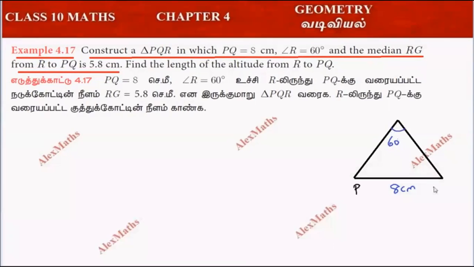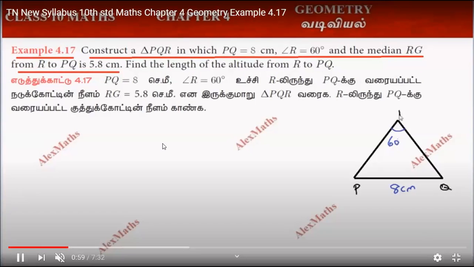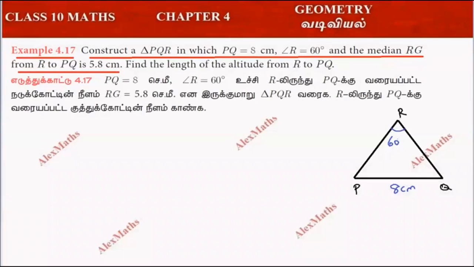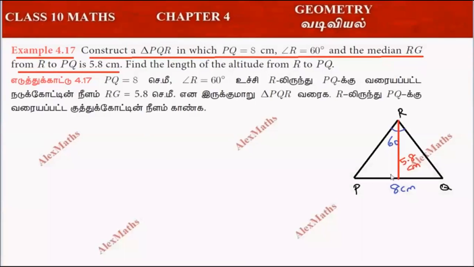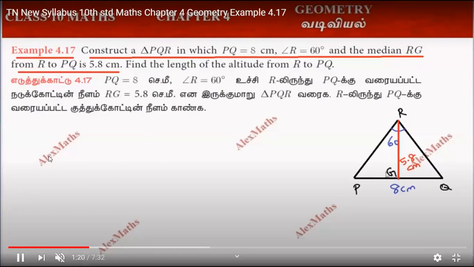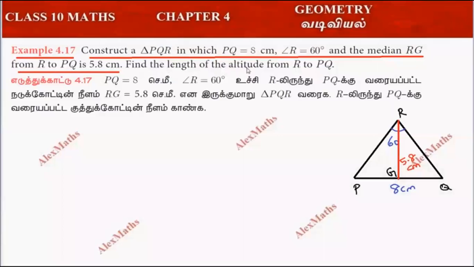Okay, PQ and R is 60 degree and the median length RG from R to the midpoint of PQ, that is called RG. That is the median, joining the midpoint of PQ. That is called the median. That is 5.8 centimeter. Now, coming to the fair diagram.